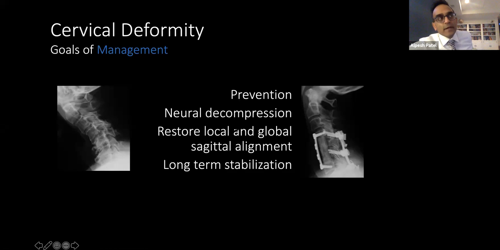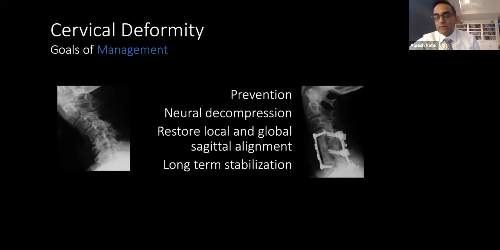So if we think about the goals of management, how do we want to manage these patients? Obviously, we want to think about prevention, right? As we think about some of our primary procedures, we want to keep in mind how we are going to optimize their alignment, and keep them in a good position so that we're not creating deformity. I think that's a conversation we have in the lumbar spine a lot. We probably should have it more in the cervical spine.